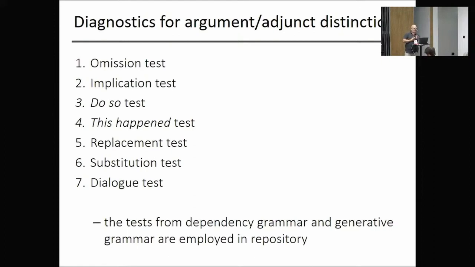So there are more than 20 diagnostic tests for arguments and adjuncts in world literature and in theory, but after months and months of trying, they are mostly dealing with the English language, so they are not easily applied to a Slavic language like Croatian, or, I don't know, to Romance languages and stuff like that. So at the end, we came up with 7 tests that we think work for Croatian to a certain level.